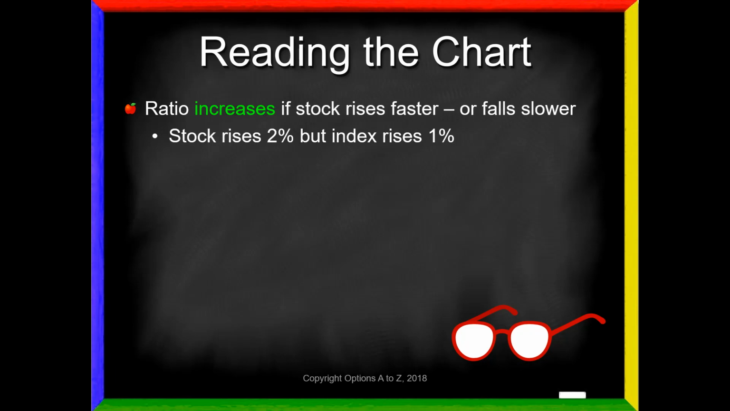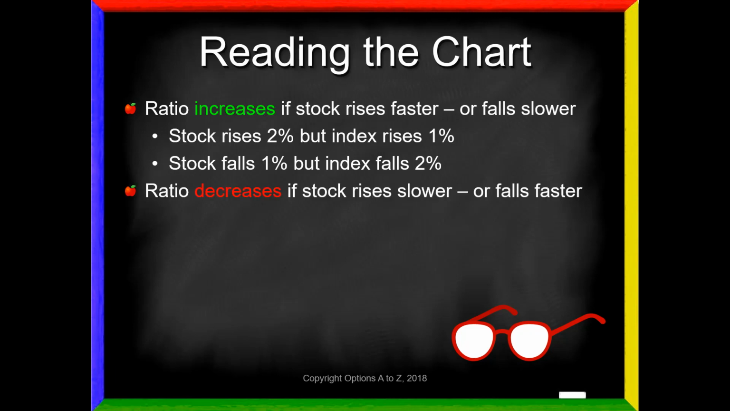That's still a relative outperform, and we'll see that indicator tick up. Also, maybe we'll see our stock fall 1%, but the index falls by a larger percent, maybe 2%. We will still get an increase in that reading because in relative terms, the stock outperformed.